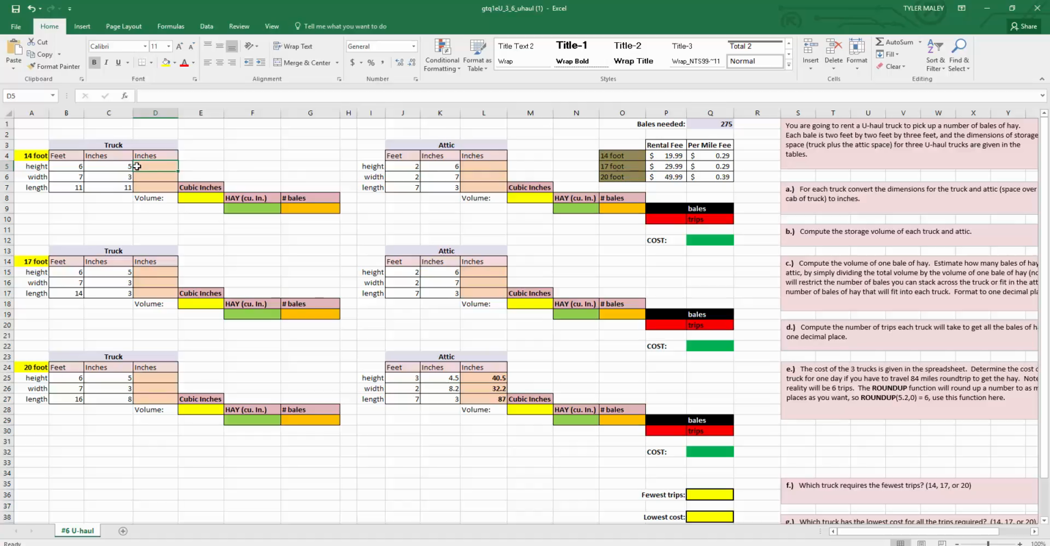So to do that, you would want to take your feet times 12, right, because there's 12 inches in a foot, and then add in the inches. And then we could just go ahead and fill that down. So you'd want to do the same thing here: equals feet times 12 plus inches, and then we could fill that down. Equals feet times 12 plus the inches. I could fill that down. So we'll do this for each part, right? So this is probably the easier part.